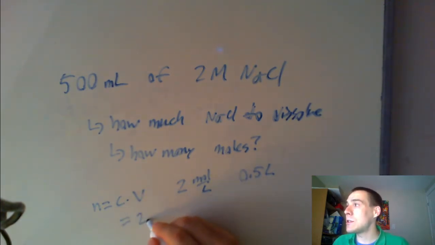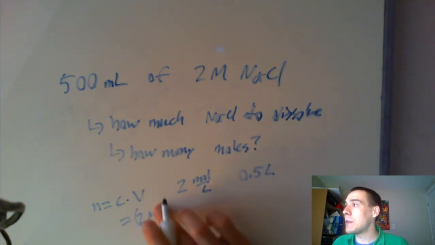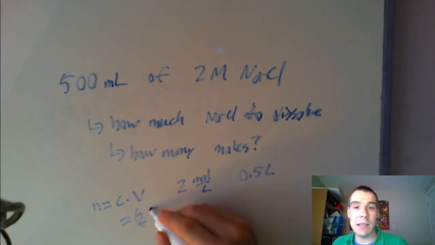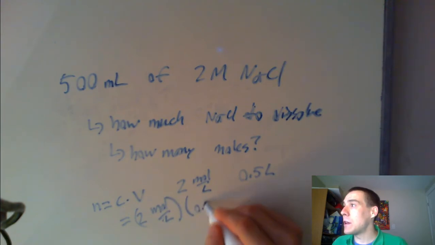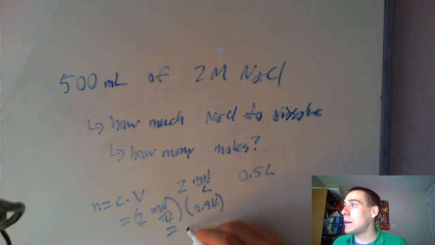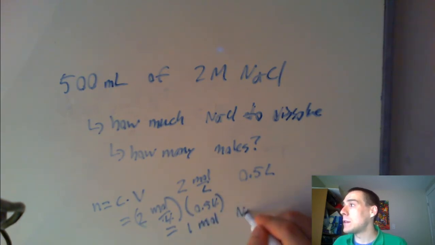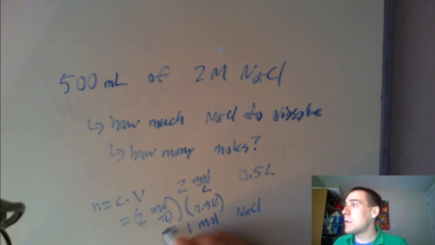The concentration is 2 molar. Actually, I'm going to write out moles per liter so you can see that it cancels out. Moles per liter times 0.5 liters. So the liters cancels the liters because that's technically on top. And you end up with 1 mole of NaCl. So we need 1 mole of NaCl.